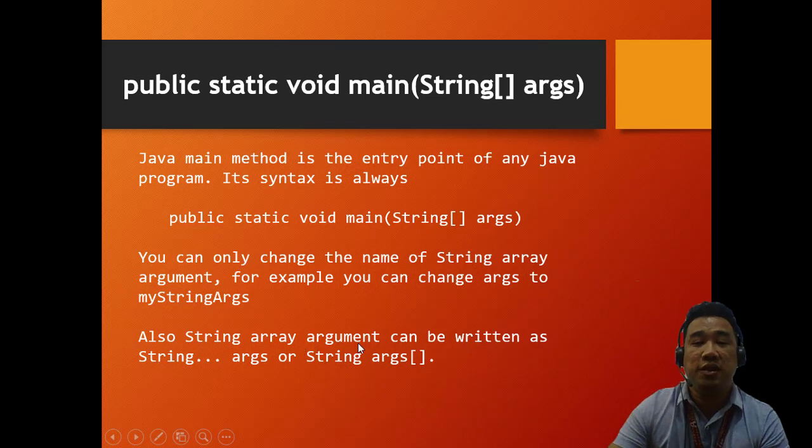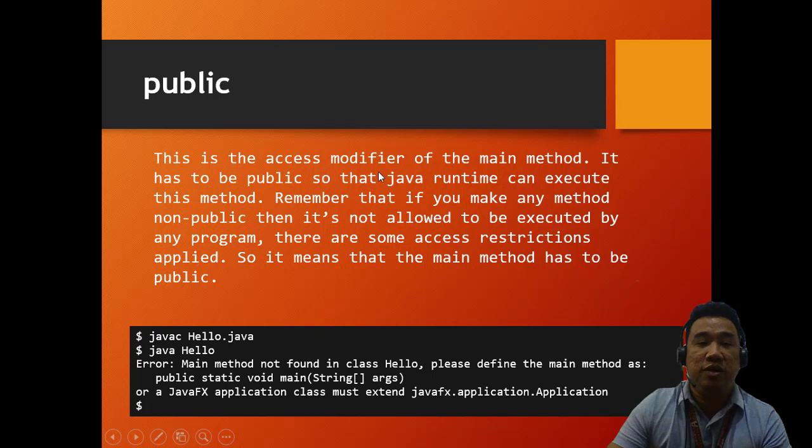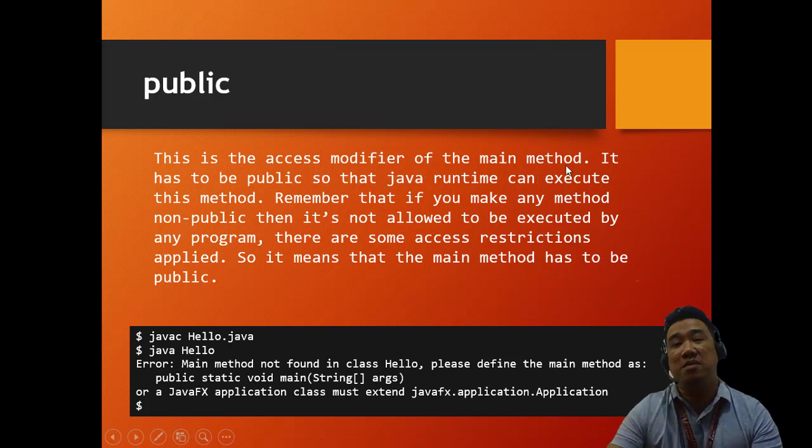Also, string array arguments can be written as String args or, the difference is the square bracket. You can place it after String or after args. Okay? So next we have the public. This is the access modifier of the main method.